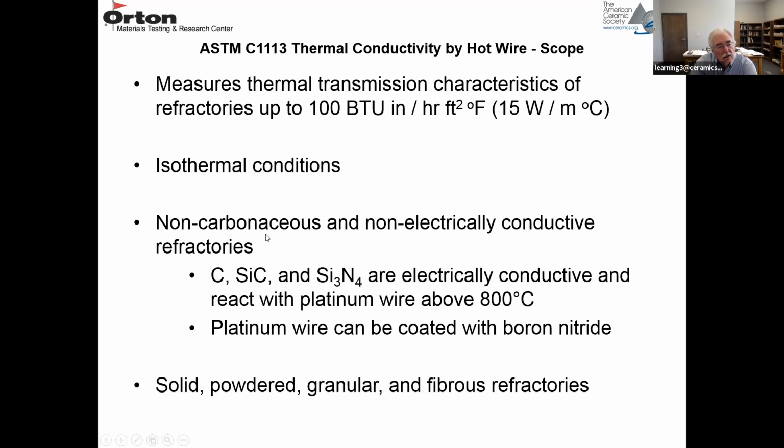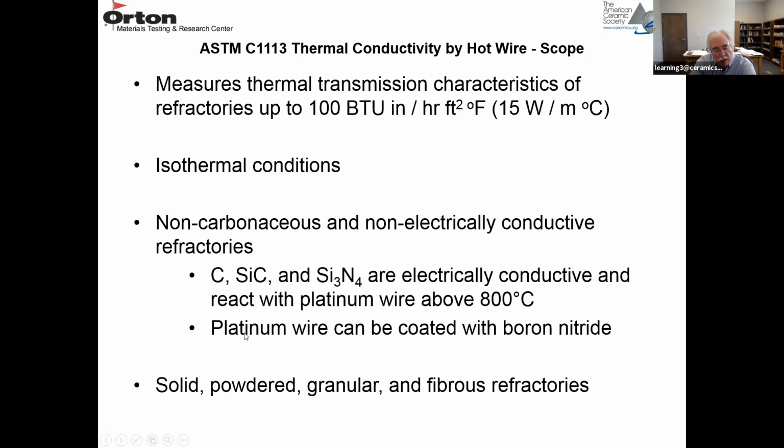This method is for non-carbonaceous and non-electrically conductive refractories. You can't measure an electrically conductive material by hot wire because you're putting a platinum wire in the material and running a current through it, so it would short circuit. Carbon, silicon carbide, and silicon nitride are all electrically conductive, especially at high temperatures. They also react with the platinum wire above 800 degrees C. They form platinum silicides that diffuse into the platinum and embrittle it, and carbon diffuses in and embrittles it, so it destroys the wire.